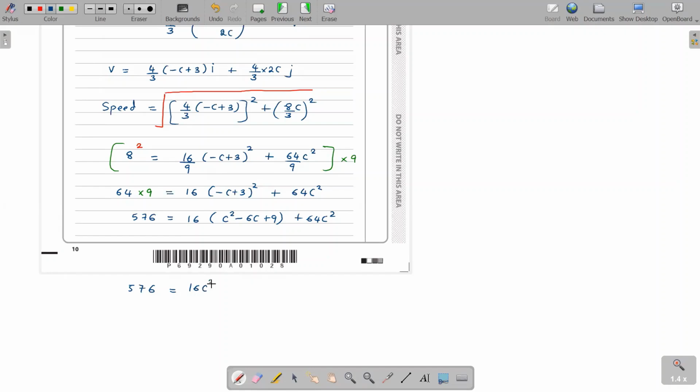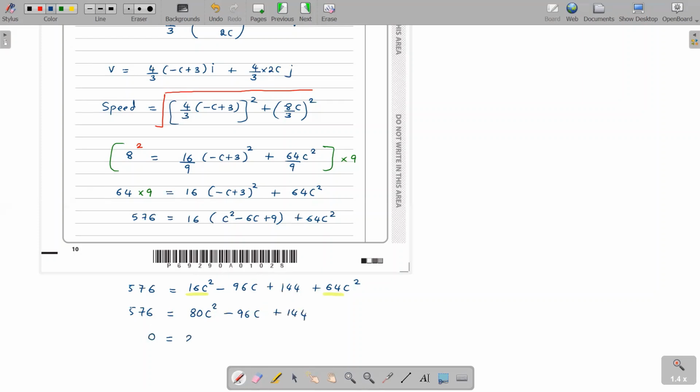576 equals 16c square. 16 times 6 is? 16 times 6 gives me 96c, plus 16 times 9 gives me 144, plus 64c square. Do you agree with me? 576 equals, adding the like terms, 16c square plus 64c square, 80c square, minus 96c plus 144.